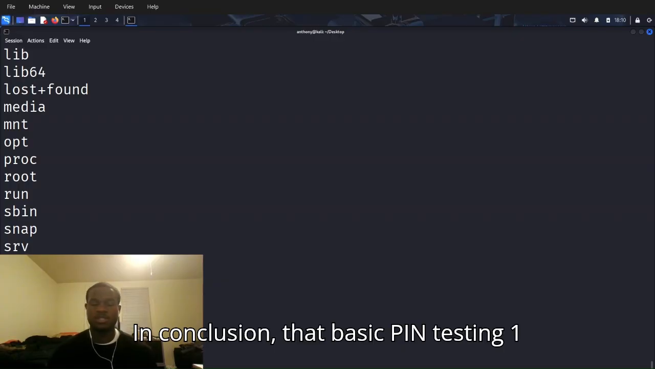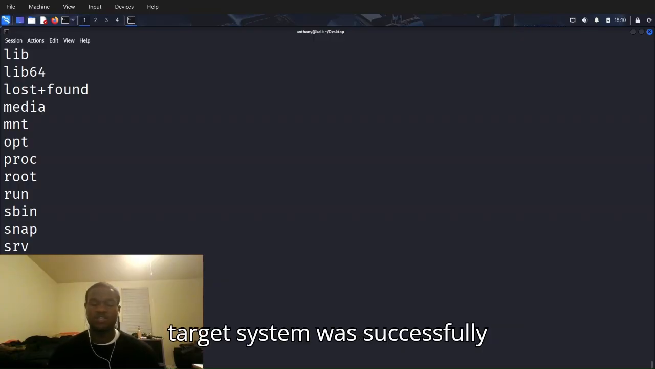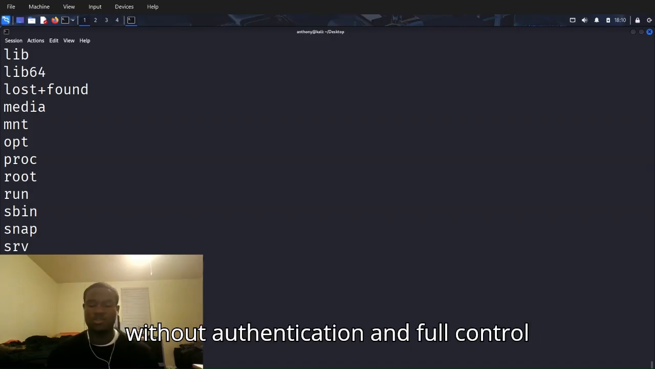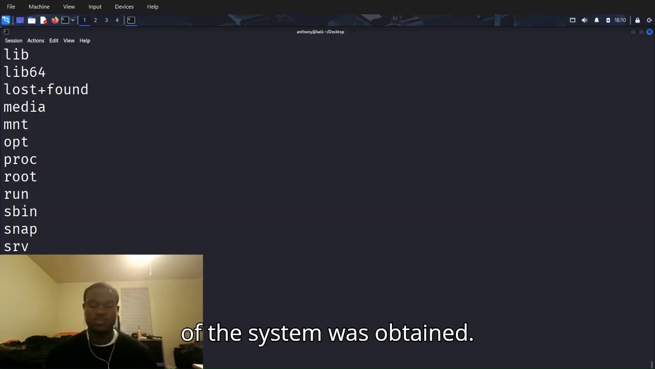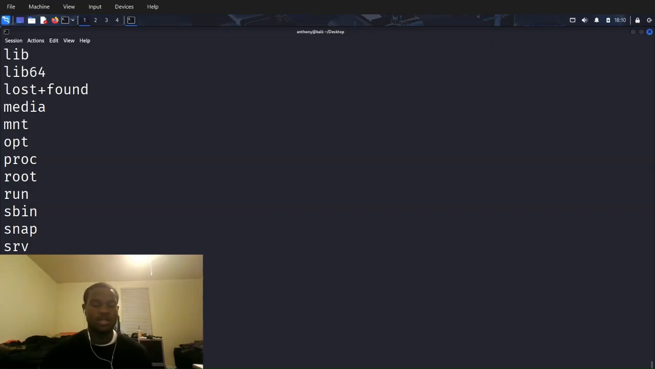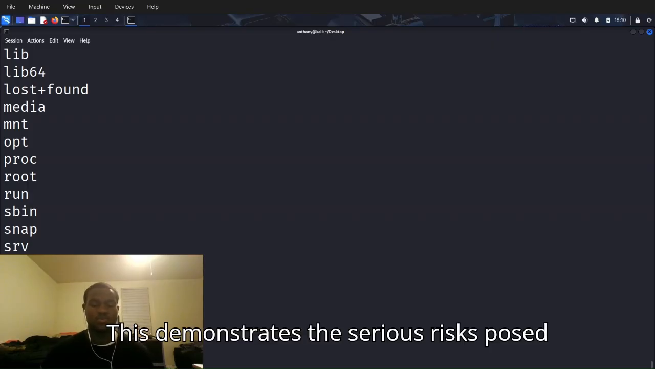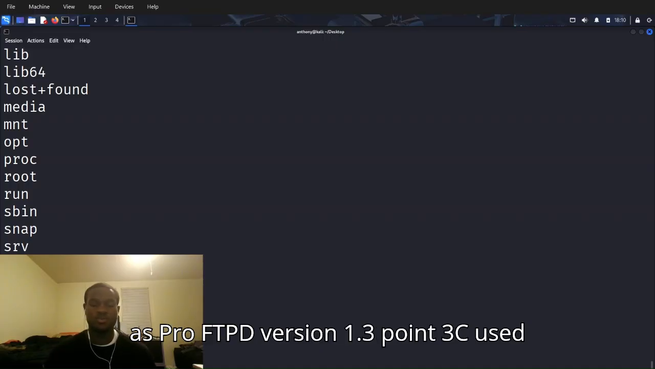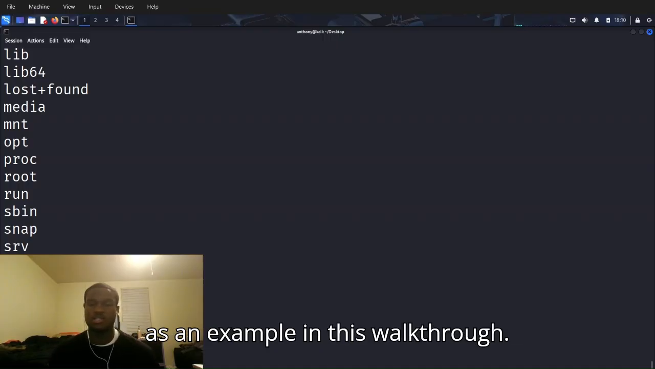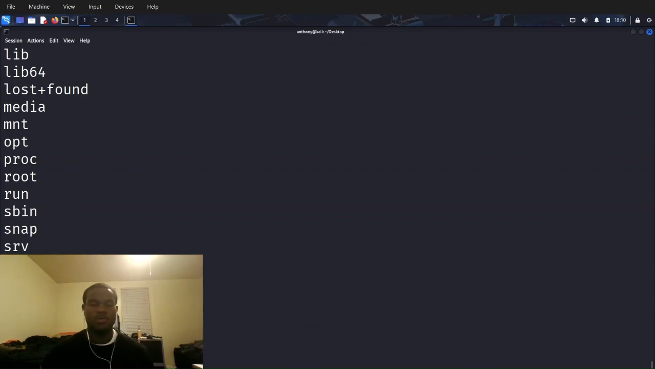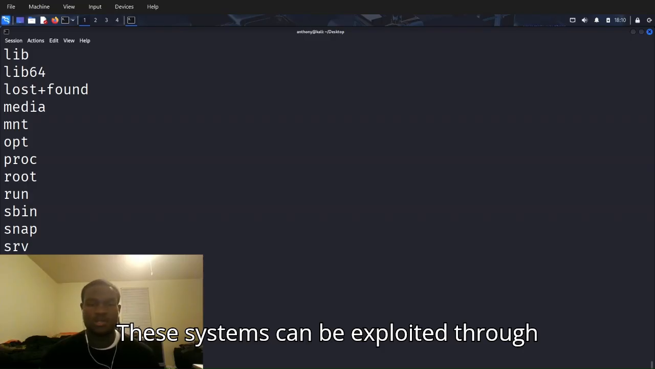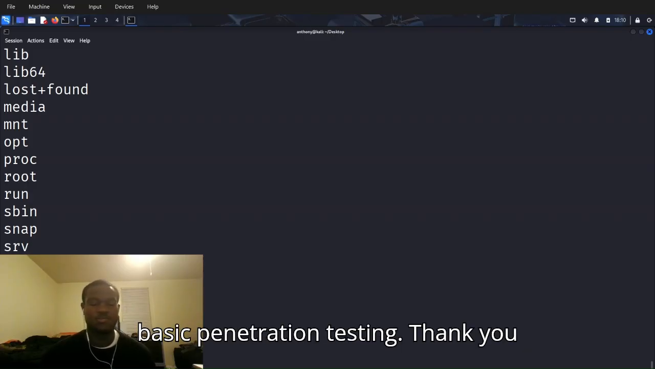In conclusion, the Basic Pentesting 1 target system was successfully compromised. Root access was obtained without authentication, and full control of the system was obtained. This demonstrates the serious risks posed by outdated and vulnerable versions, such as ProFTPD version 1.3.3c used as an example in this walkthrough. When left unpatched, these systems can be exploited through basic penetration testing.